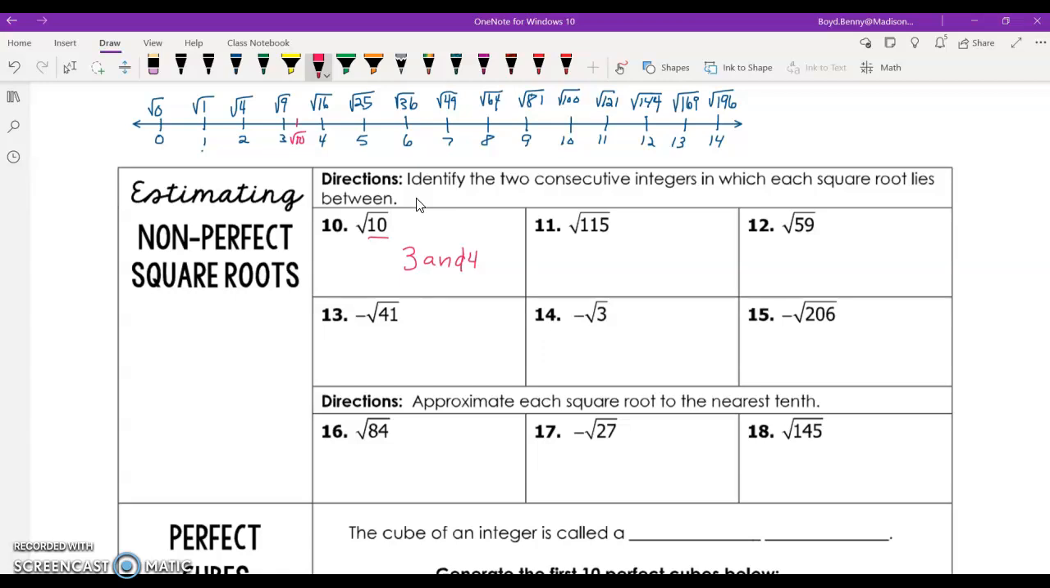The square root of 115, well, let's see, where does that fit on here? That looks like it's somewhere between 100 and 121, somewhere right in here, we'll say. So the two integers it lies between are 10 and 11.